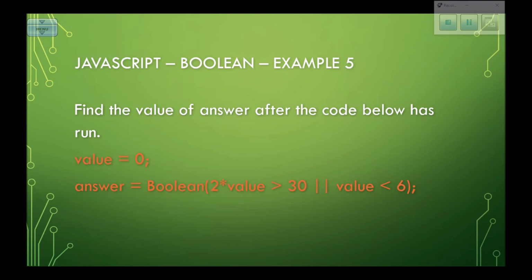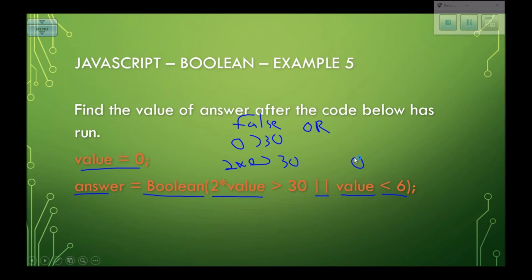Okay, similar. Value equals 0. The answer is going to be whatever I get from true or false of 2 times value. So 2 times 0 is 0. Is greater than 30. 0 is greater than 30 is false. 2 pipes. Or value is less than 6. 0 is less than 6. Value is 0. 0 is less than 6. That's true. False or true is true. So answer is going to be true, of course, except with a lowercase t. Great.